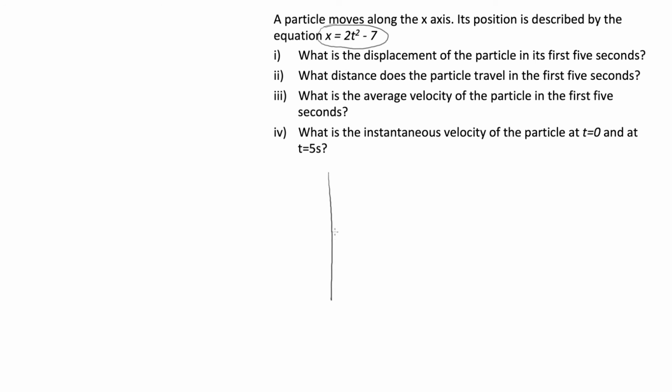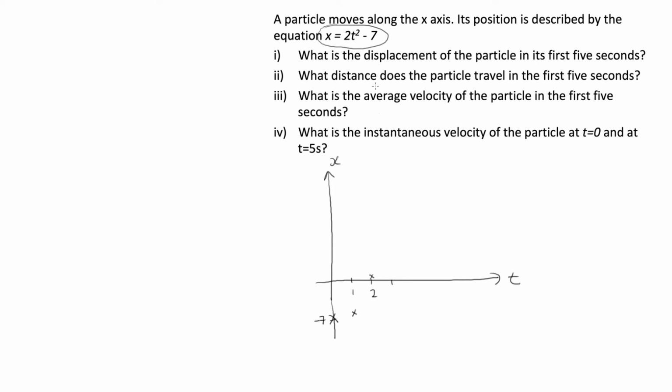So let's do a little graph, and we'll put time along the x-axis, and we'll put x along the y-axis. So at time 0, if we substitute 0 into here, you can see it starts at minus 7. So it starts at there. Now at 1 second, we've got 2 times 1 squared minus 7, so that's minus 5. So it's like here. And then at 2 seconds, we've got 2 times 2 squared, so 2 times 4, so that's 8 minus 7, so it's up to 1 there.